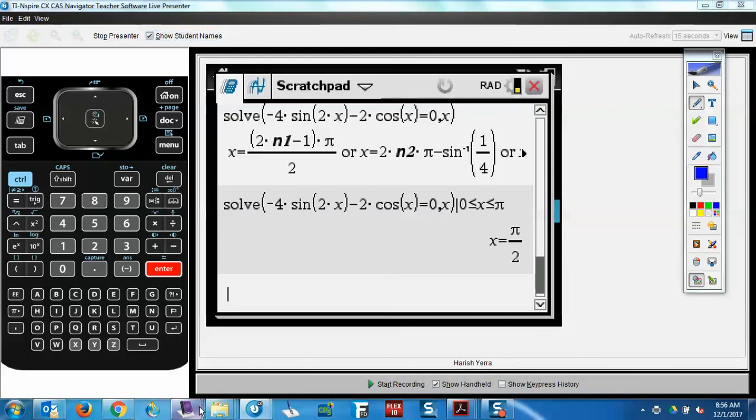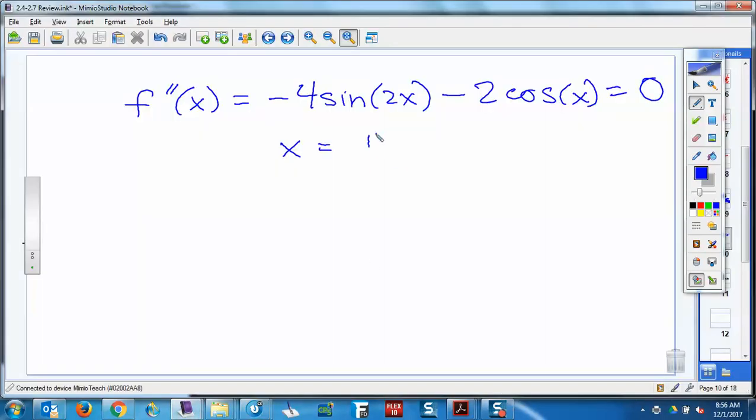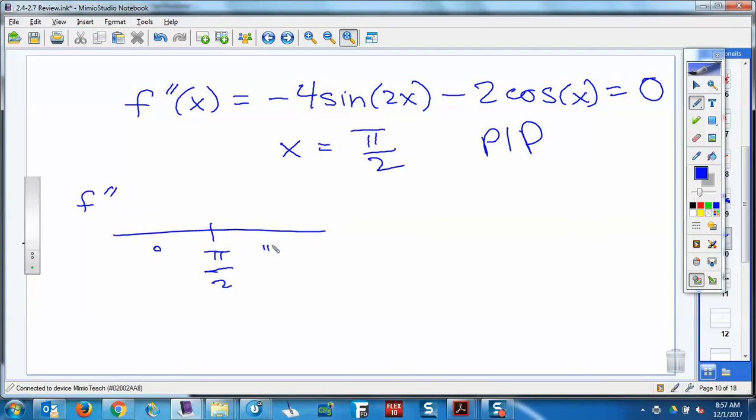Pi halves is our only possible inflection point. Remember, this is a possible inflection point where the second derivative is 0. What do we need to show it is? Number line, sign analysis. We need to put pi halves on here. We can put 0. We can put pi. Those are easy enough numbers. We probably don't need the calculator for that.